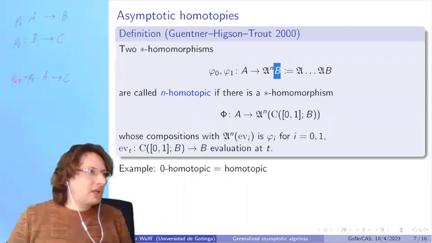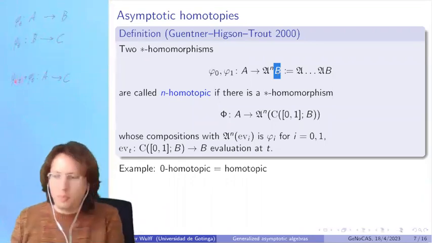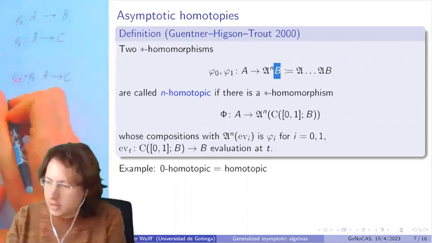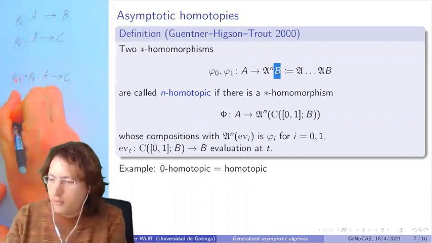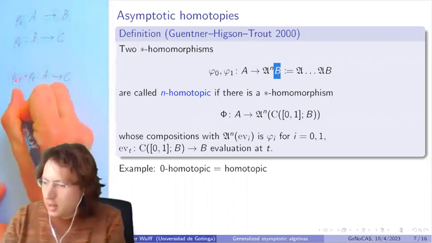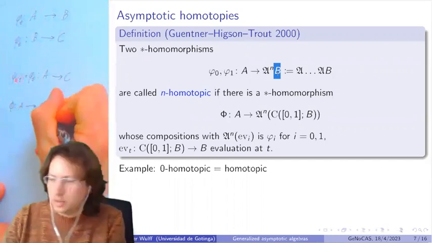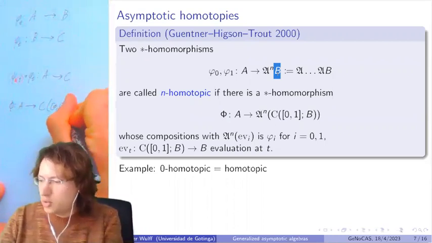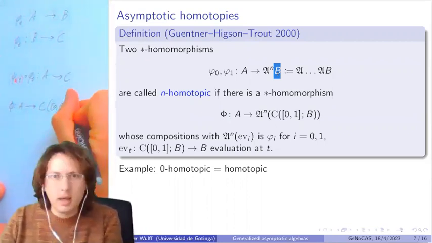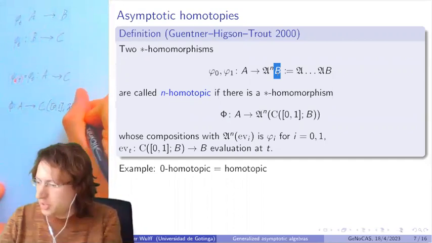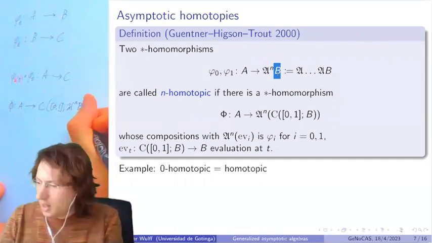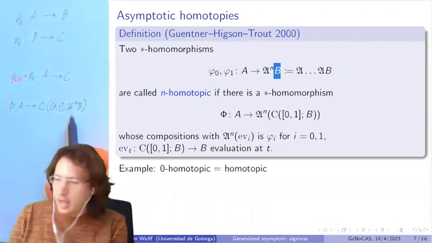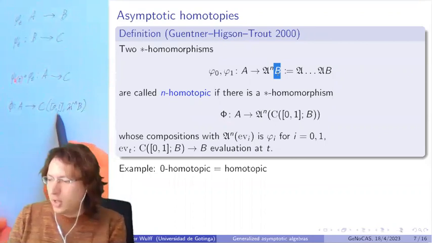And two such star homomorphisms would be homotopic in the usual sense if we find a star homomorphism phi from A into the continuous functions from this interval [0, 1] to A^n of B. That's where we are working in now, which evaluates to phi_0 and phi_1 at times 0 and 1.